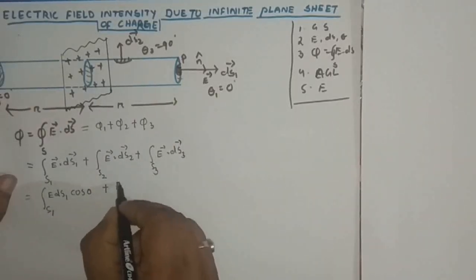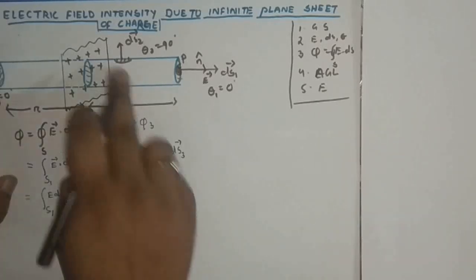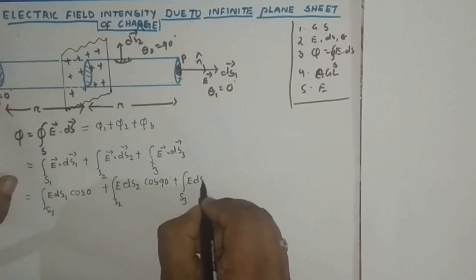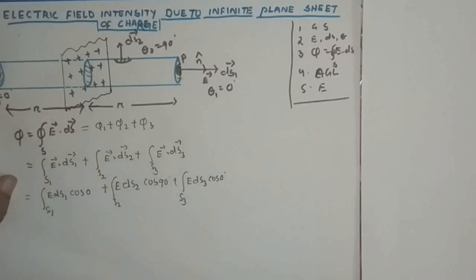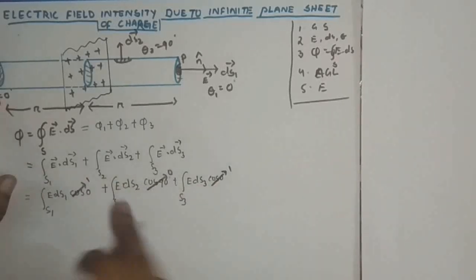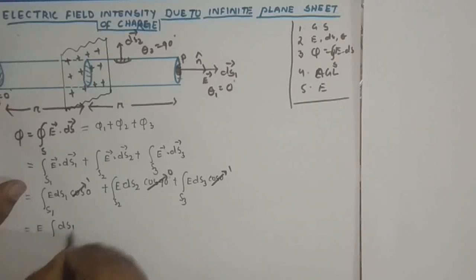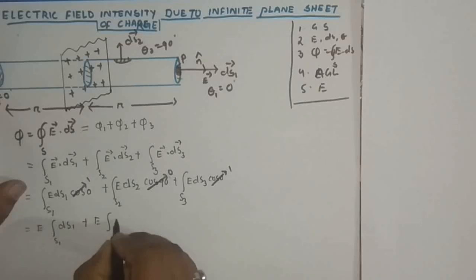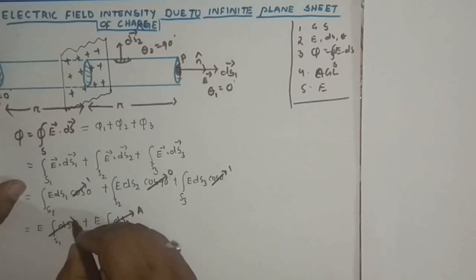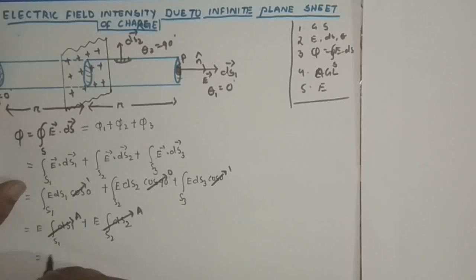This is due to surface 1. A dot B is AB cos theta, so E ds2 cos theta 2, where theta 2 is 90, plus E ds3, in this case cos 0. Now cos 0 is 1 and cos 90 is 0, so this term is 0. Now I will take E outside, integration of ds1. Similarly E outside, integration of ds2. Both have the same area. Let that area be A. So the total integration will become A. So I got the answer 2EA. That is my flux.